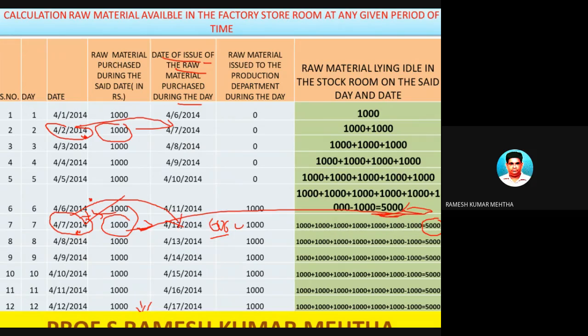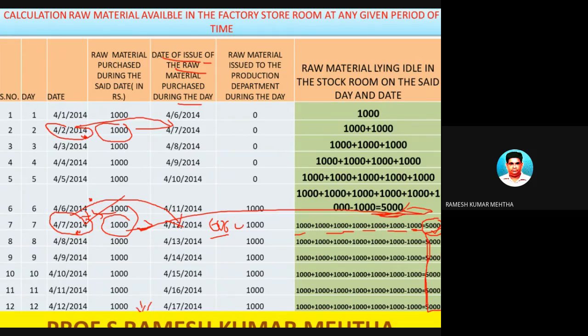5,000 rupees. So 1,000 plus 1,000, 6 times 1,000, 1, 2, 3, 4, 5, 6, minus 1,000 is equal to 5,000. So if you continue like that, you will find that at any given period of time, the amount of raw material getting stuck in the storeroom is 5,000 rupees.